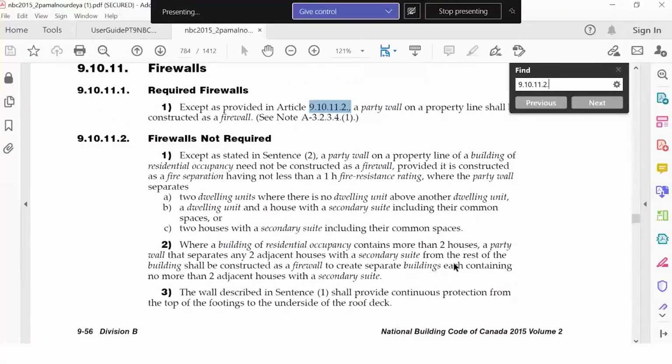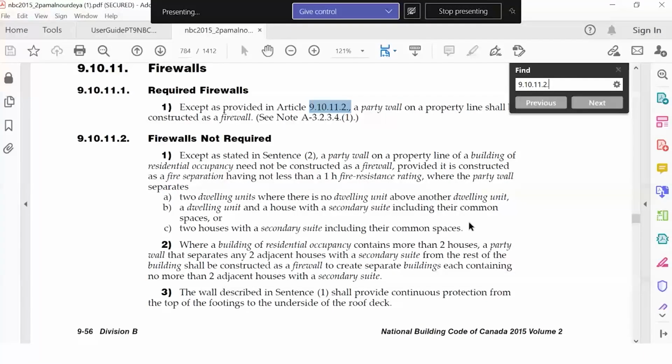A party wall on a property line of a building of residential occupancy need not be constructed as a firewall, provided it is constructed as a fire separation not less than 1 hour, where the party wall separates 2 dwelling units where there's no dwelling unit above another dwelling unit, a dwelling unit in a house with a secondary suite, including their common spaces, or 2 houses with a secondary suite, including their common spaces. So if I have 2 dwelling units where there is no dwelling unit above another, I can use a party wall.